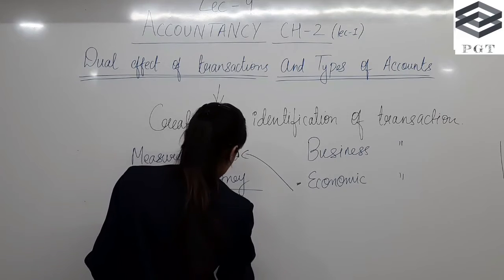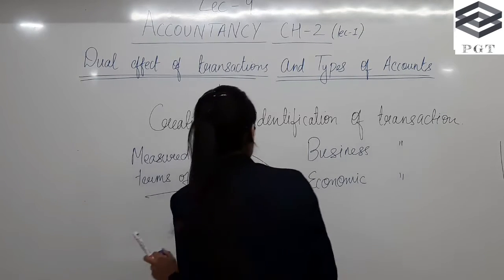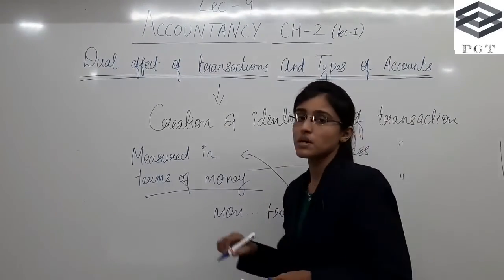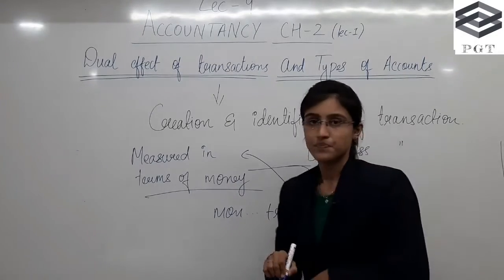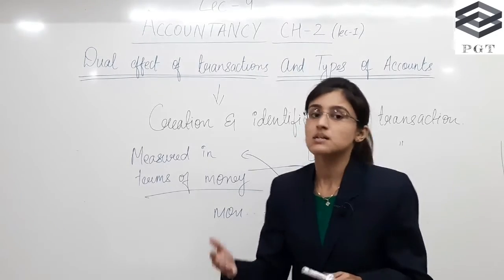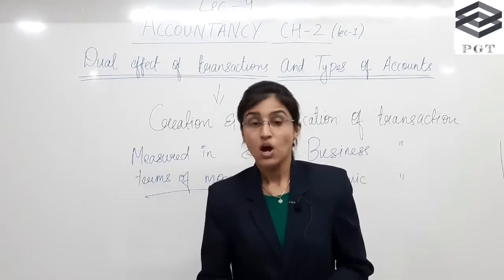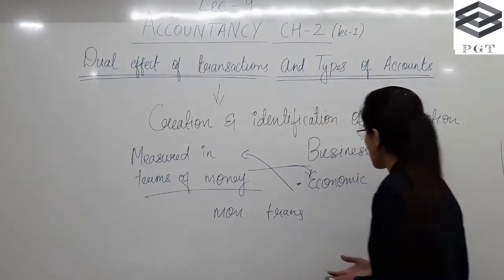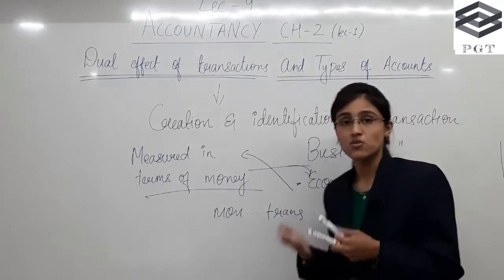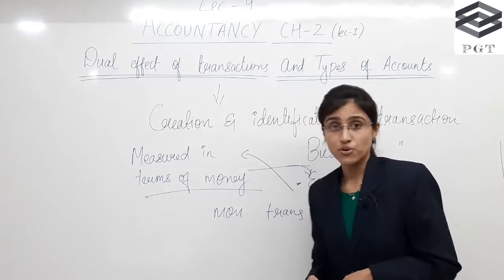That is a monetary transaction. The transaction which can be measured in terms of money is called economic transaction. Yes, we are talking about what is done in accounting. The very first thing is the record of transactions. What type of transactions? The first quality should be that it should be a business transaction, a transaction related to your business. Yes, only those transactions you are going to record.